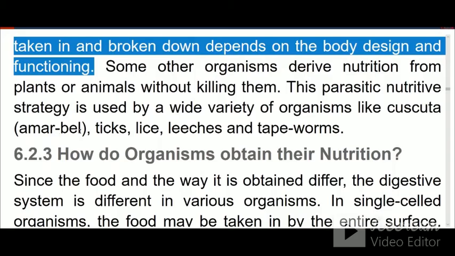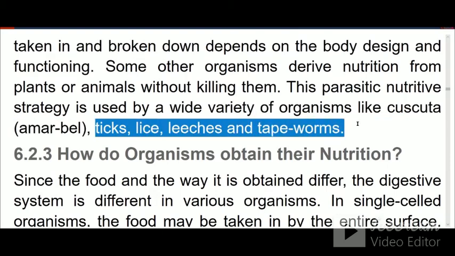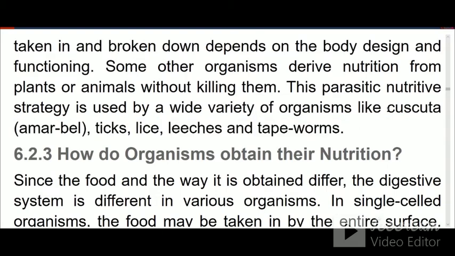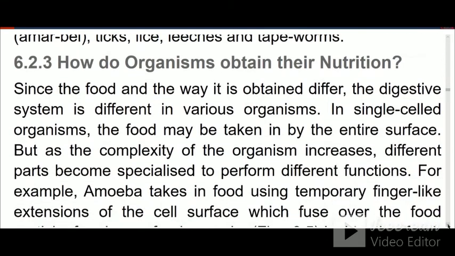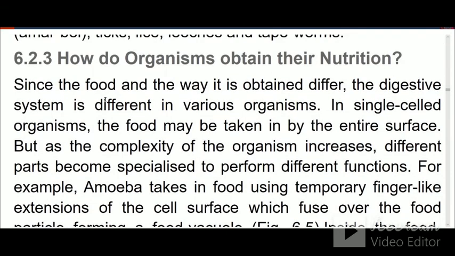parasitic organisms. Here, these four are in animal kingdom, while this is plant kingdom. How do organisms obtain nutrition? Since the food and the way it is obtained differs, the digestive system is different in various organisms.